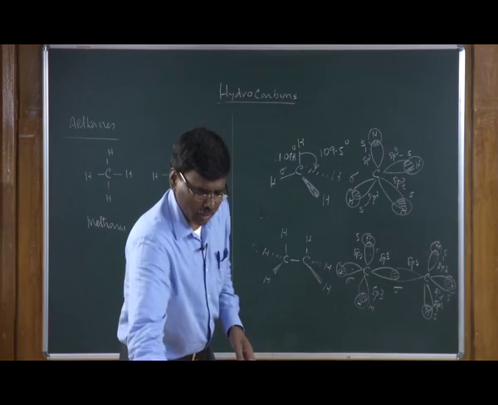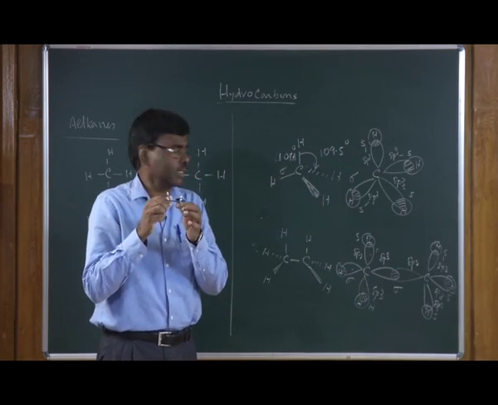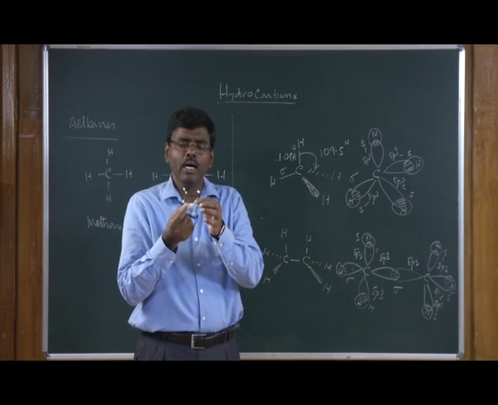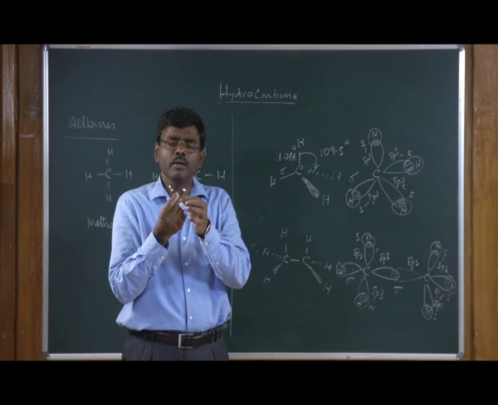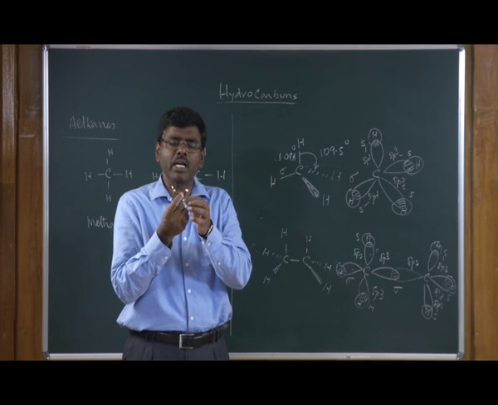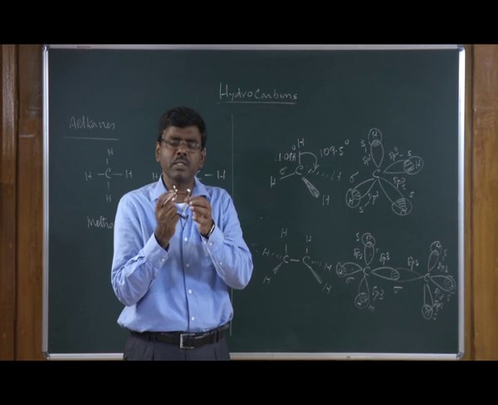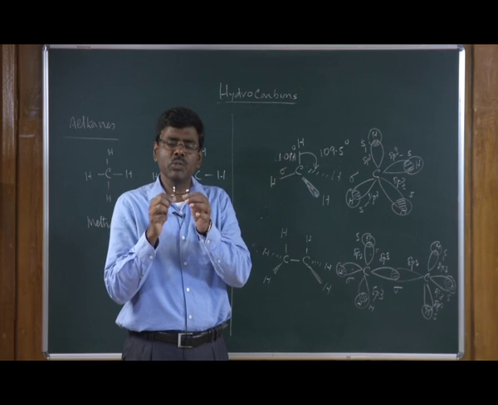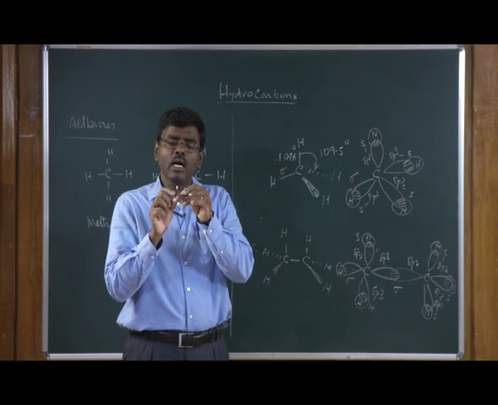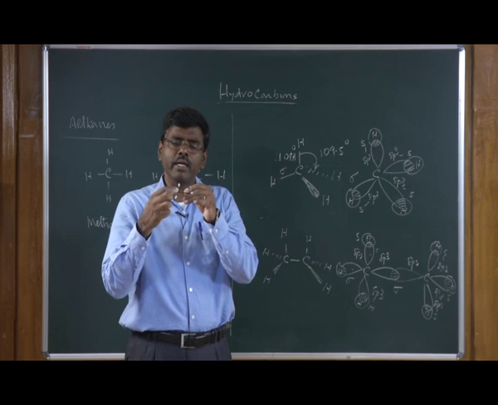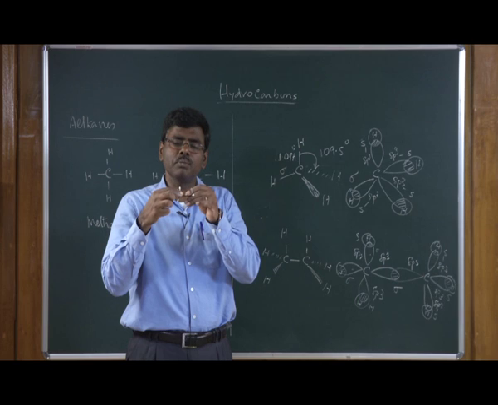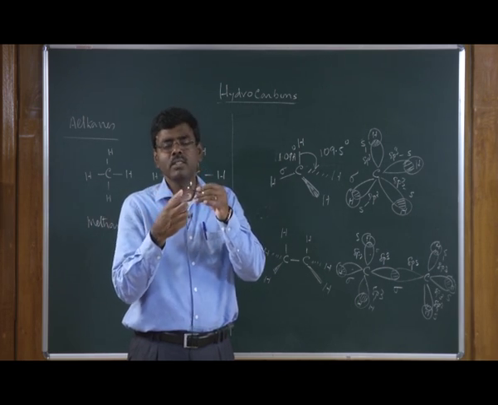So, this is the structure of ethane. If you look at it, you have the carbon-carbon sigma bond, which is formed due to the overlapping of the sp3 hybridized orbital of this carbon with the sp3 hybridized orbital of this carbon. In addition to that, there are carbon-hydrogen sigma bonds. There are 3 C-H sigma bonds on this carbon, formed due to the overlapping of the sp3 hybridized orbital of this carbon with the hydrogen s orbital, similarly this one.